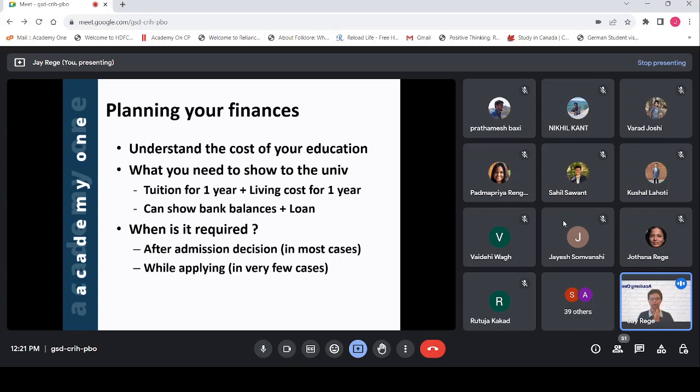Okay, we will go on to the finances part of it. Any other questions so far on the applications part? Of course, if you come across something later, you can always ask. But let's quickly talk about the finances part.